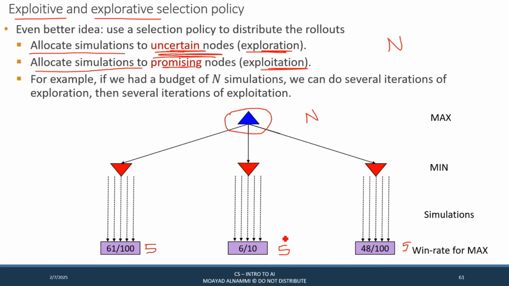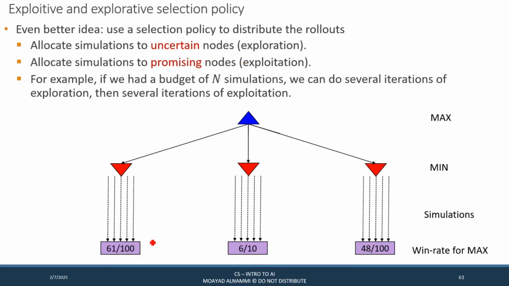Then after getting some statistics, what you're going to do is allocate more budget to the nodes that have a higher win rate. So for example, if I did 5 statistics and I found that maybe this is 1 over 5, maybe this is 2 over 5 win rate, and let's change this. Let's say this is 4 over 5, this is 2 over 5, and this is 1 over 5.